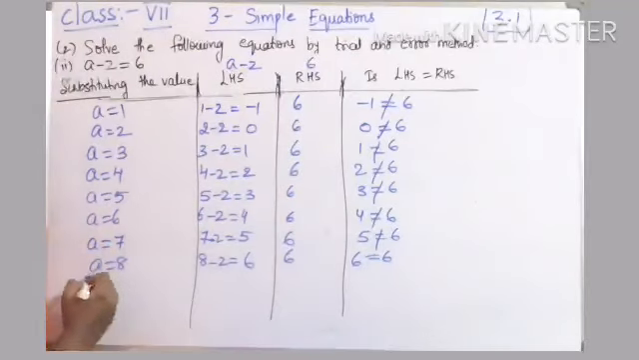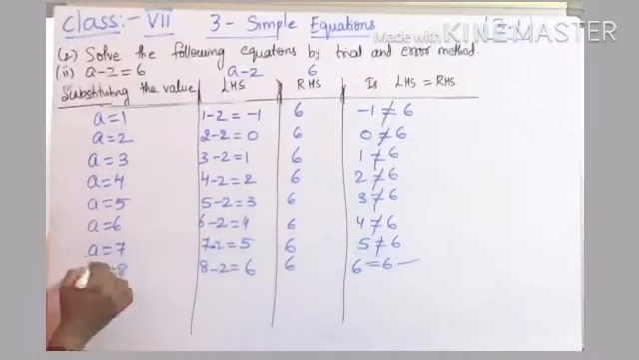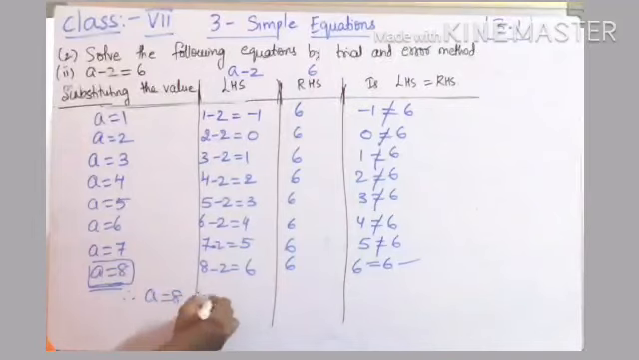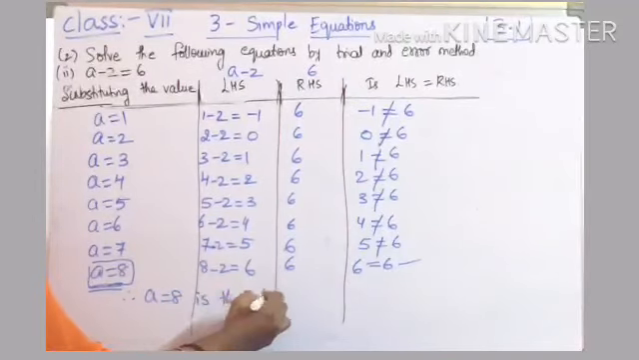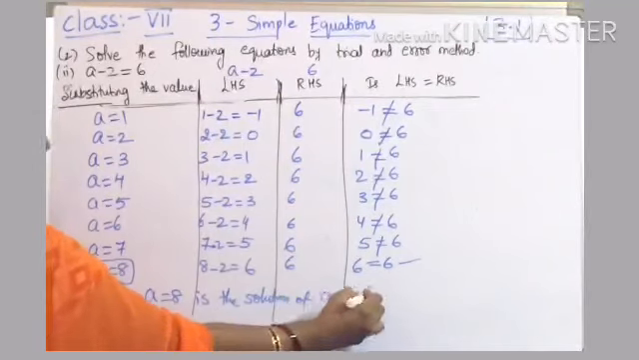So at what value of a are you getting LHS equal to RHS? At a equal to 8. Therefore a equal to 8 is the solution of a minus 2 equal to 6.